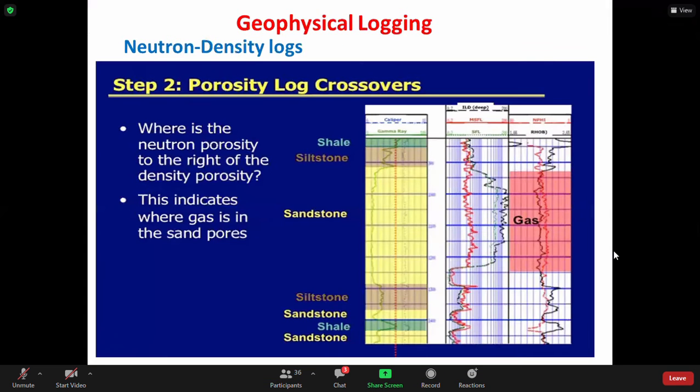Okay, so this is also an example. We have our caliper, we have our gamma ray log. So you can see here we have low gamma radiation.